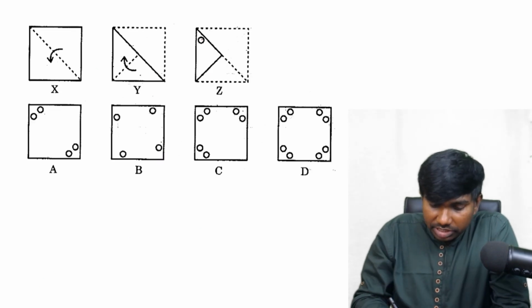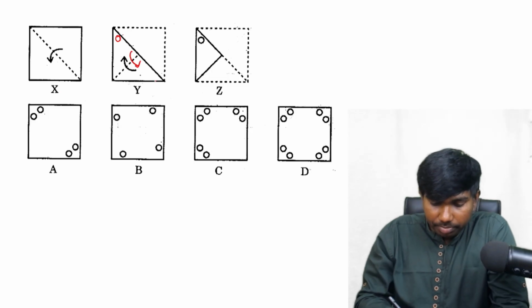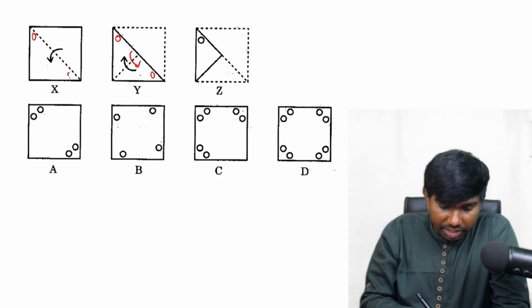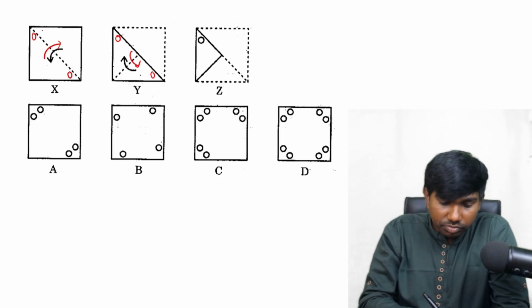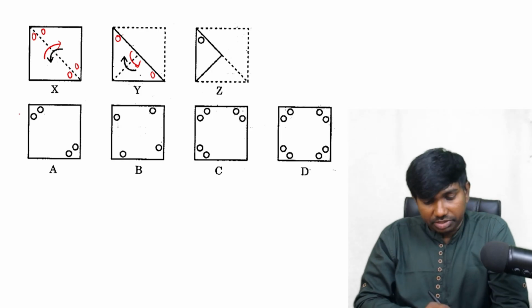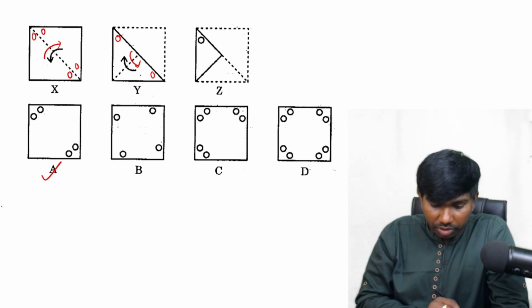Yes, next one. This circle is original, and if you unfold it this way, you'll get that circle here, and these two circles are already there on this paper. If you unfold it in this way, there are two more circles like this. So finally this is the figure we observe. So which one? Figure A only again.